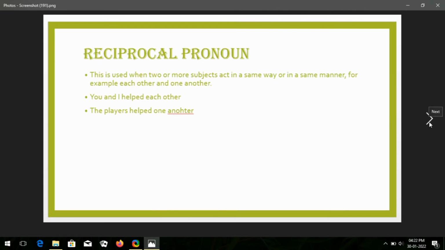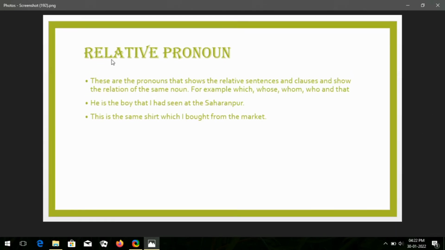Let's move forward. And this is the relative pronoun. These are the pronouns that show relative sentences and clauses and show the relation to the same noun. For example, which, whose, whom, who, and that. Generally these are interrogative pronouns, but when they are used in the middle of a sentence, they play the role of relative pronouns. Let's go through the example.